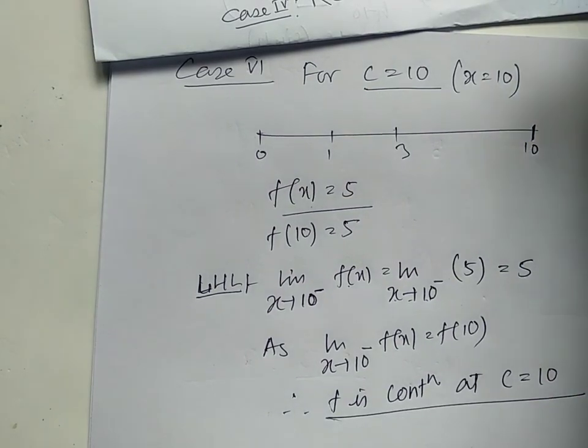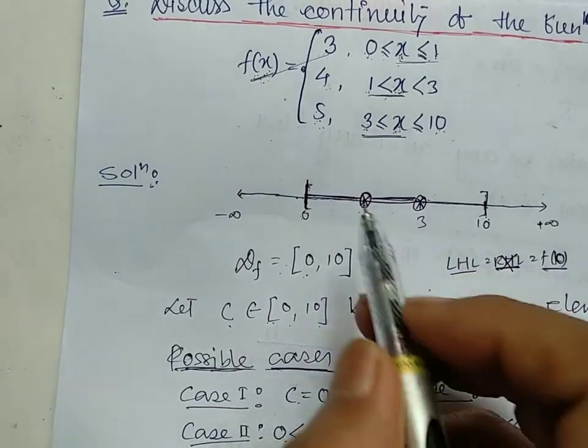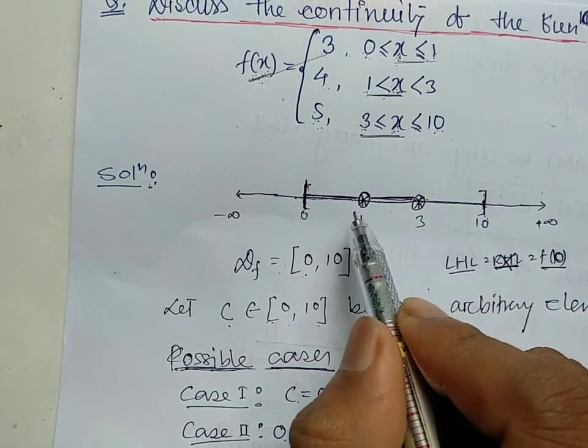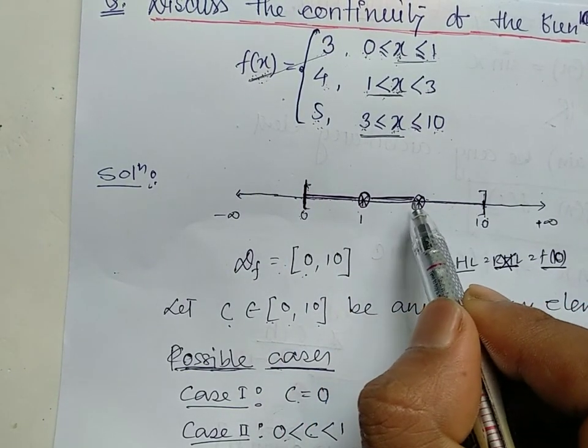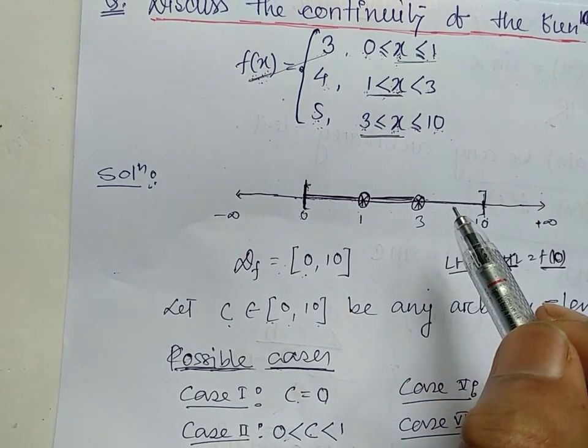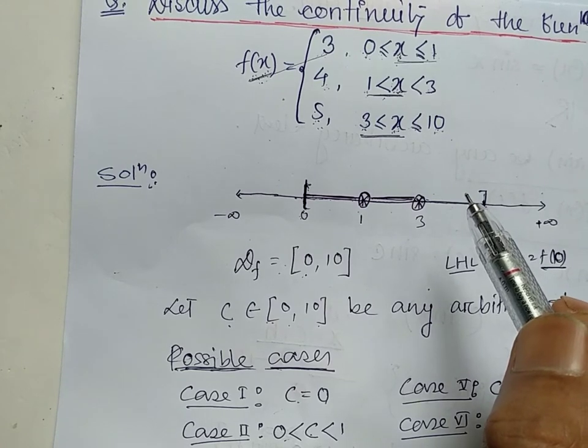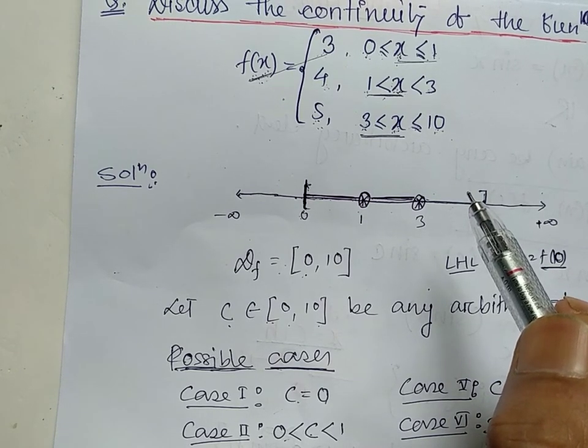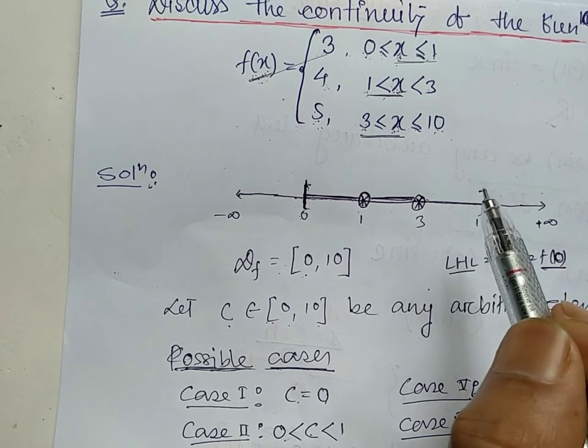Now we are going to give the conclusion. That means in the domain the function is continuous at all the real numbers except 1 and 3. Whenever a question is on discontinuity, if you have to find out the points of discontinuity, you should say x is equal to 1 and x equal to 3 are the points of discontinuity.